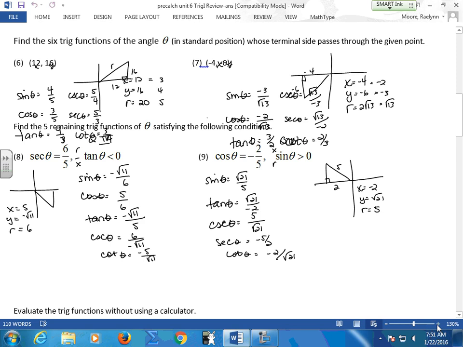Alright, so again, find all 6 trig functions. We gave you a point. So we said the point is 12, 16. That terminates in quadrant 1. So that's your x, that's your y. Find me your radius, your hypotenuse.